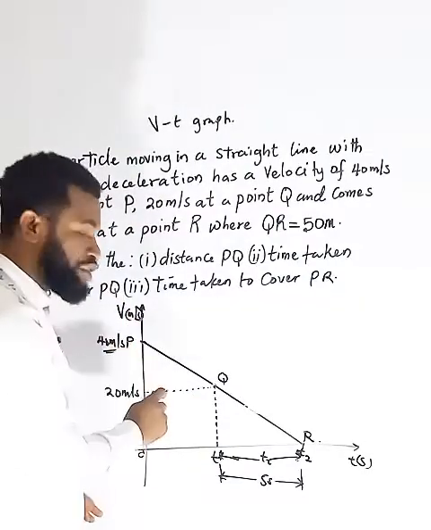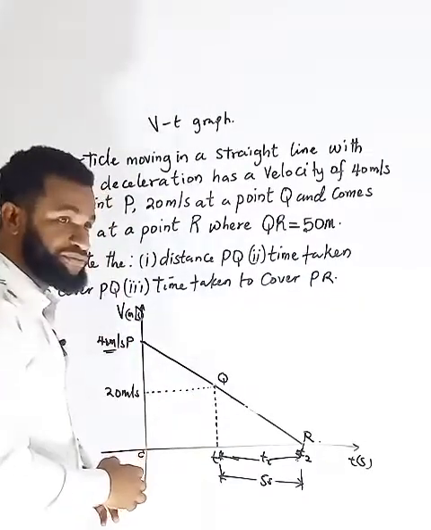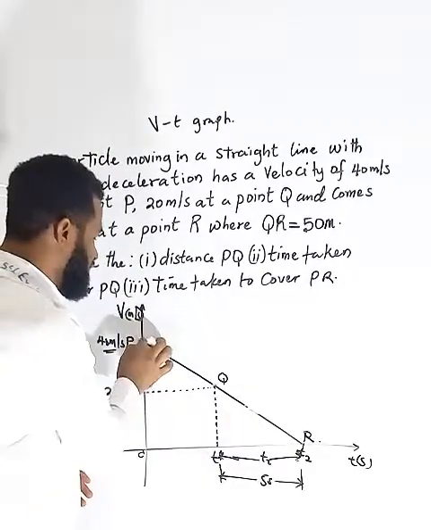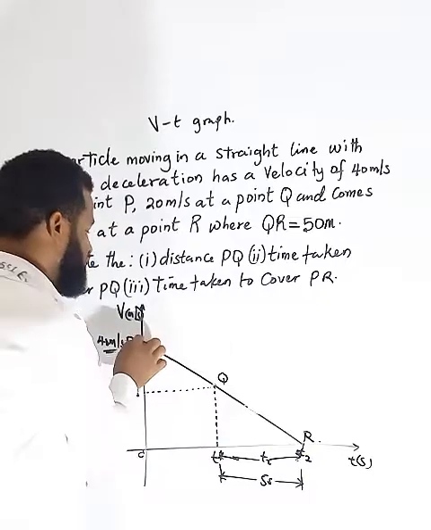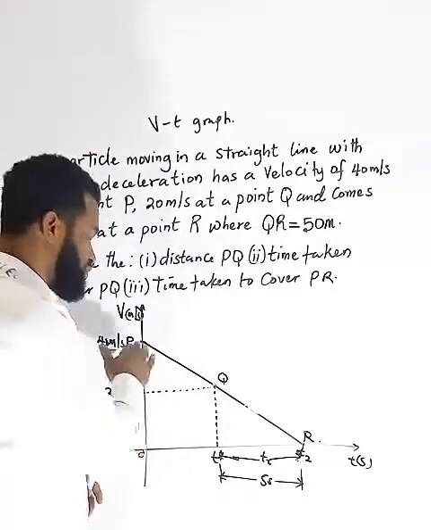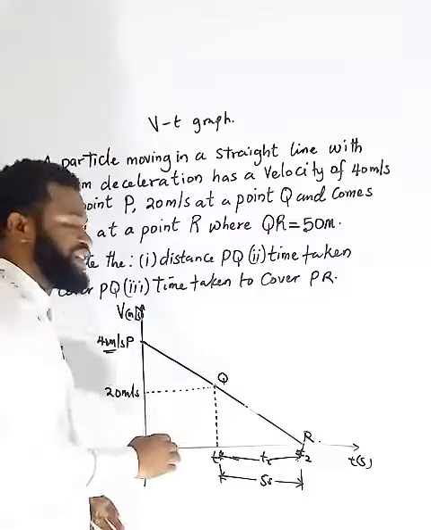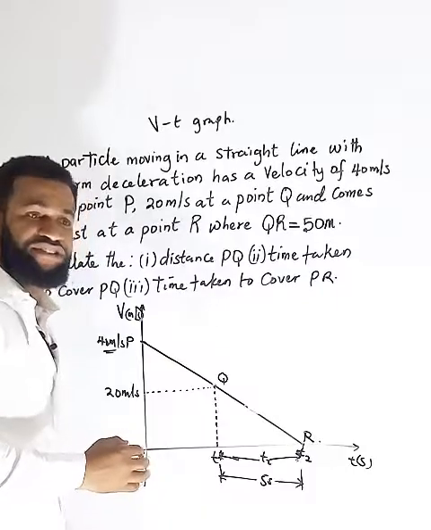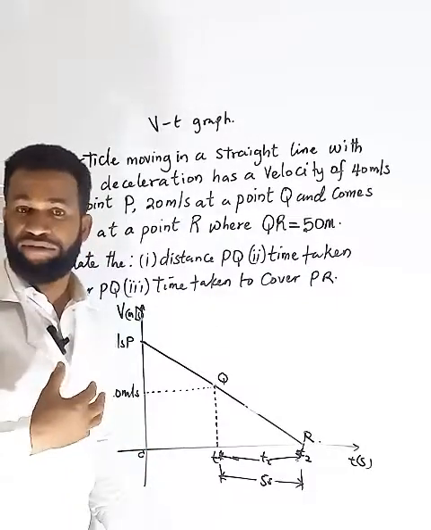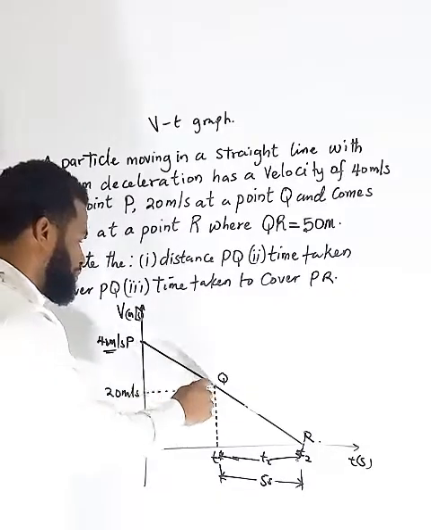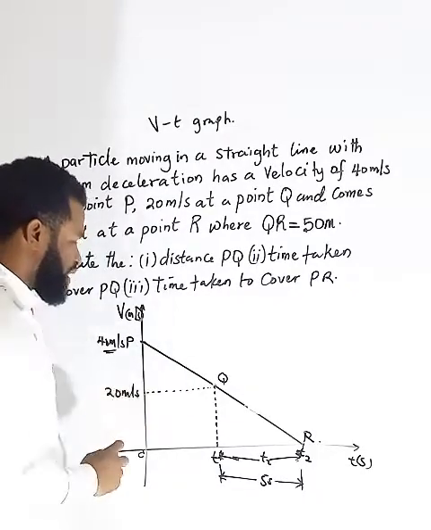And acceleration of any straight line velocity time graph, the slope of any straight line graph is an acceleration. Why did I bring slope in here? Because this is a straight line. And the acceleration of any velocity time graph is the slope of that particular graph. So the slope of this graph is acceleration.